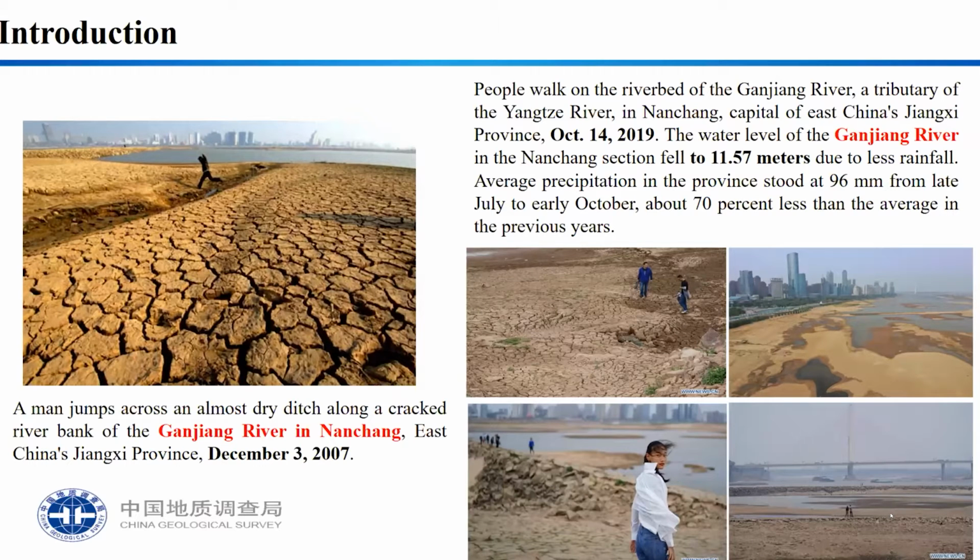Another picture shows us similar conditions. People walk on the riverbed of Ganjiang River, a tributary of the Yangtze River in Nanchang, capital of East China's Jiangxi province, October 14, 2019. The water level of Ganjiang River in the Nanchang section fell to 11.57 meters due to the lack of rainfall. Average precipitation in the province from late July to early October was about 17% less than the average in previous years.